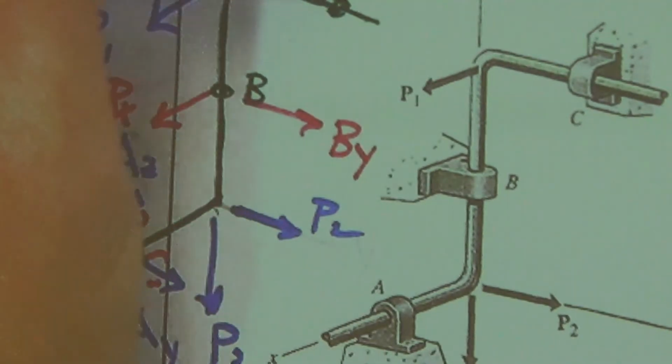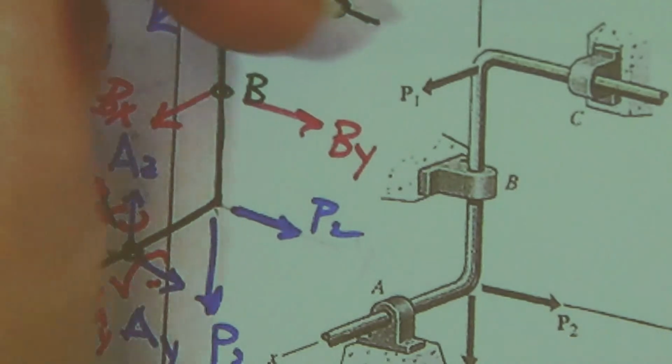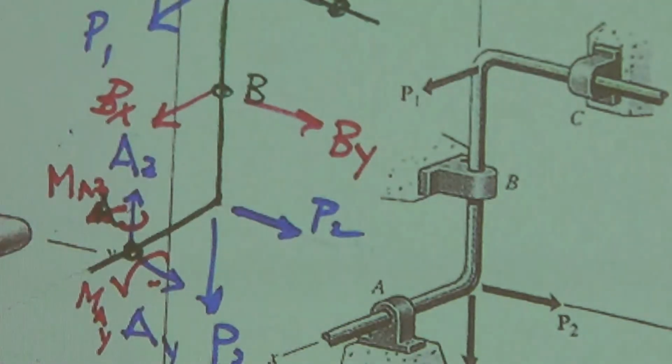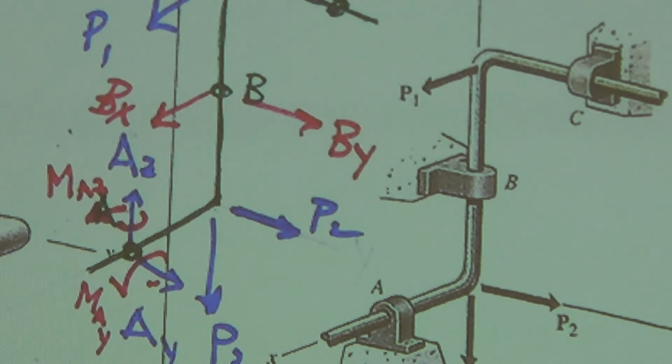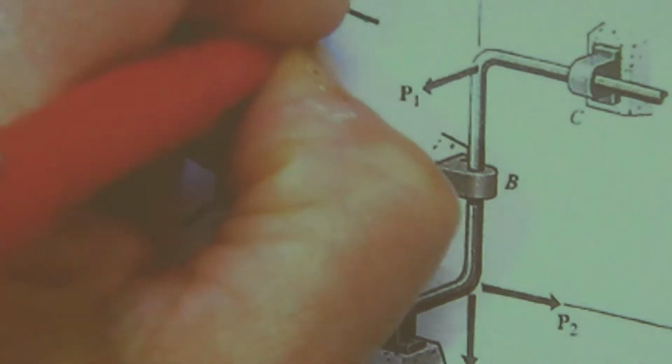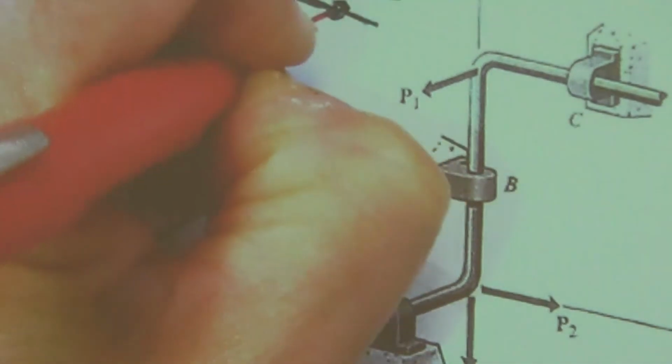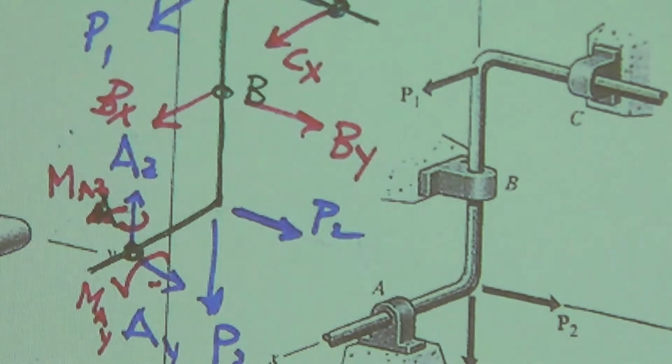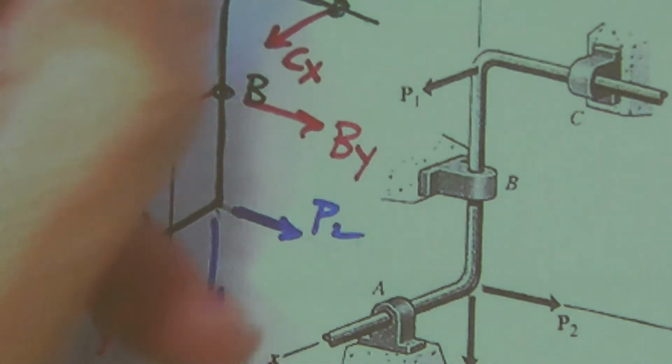And now let's do C. Nicholas, C is a ball bearing too. So what do we have to draw in? What are the reactions at C? X. What X? Force or moment? The force in the X, the Y, and a Z.